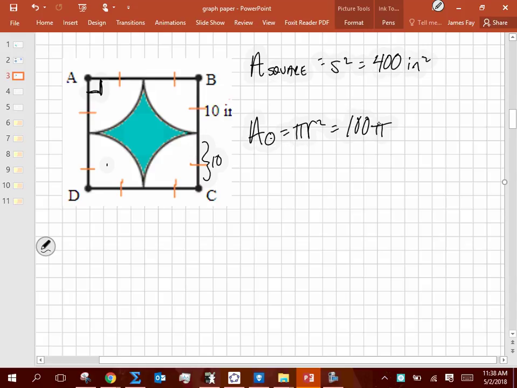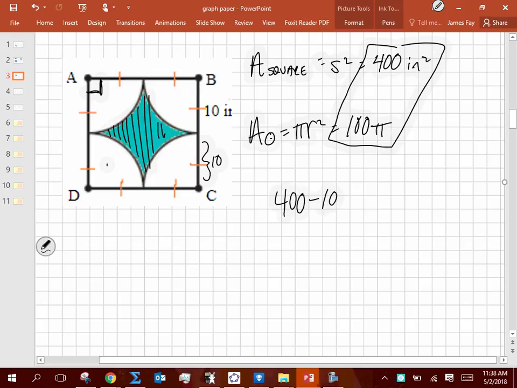Okay. So what do I do with these two numbers then to come up with this shaded irregular shape? Subtract them. 400 minus 100 pi. That's going to be inches squared.